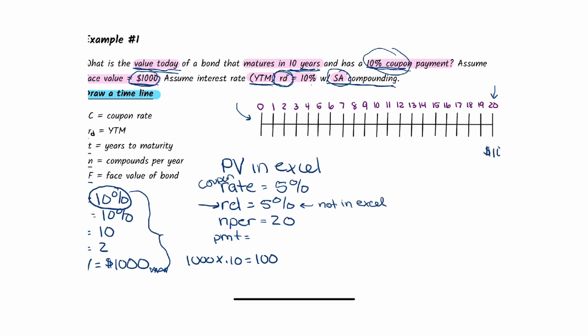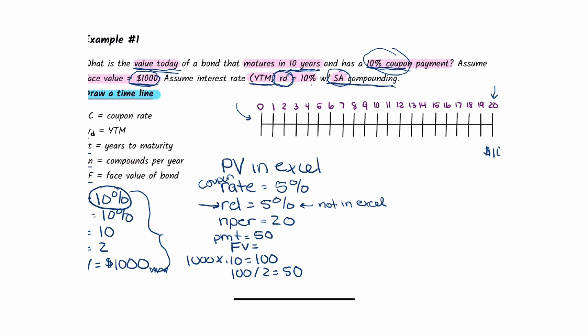Okay, but remember, this is semi-annual compounding. So I need to take that $100 and divide it by 2, because you're getting it twice a year. So you're getting $50 every 6 months as part of your coupon payment. Okay, because again, this is semi-annual compounding, so we need to turn everything into semi-annual terms.